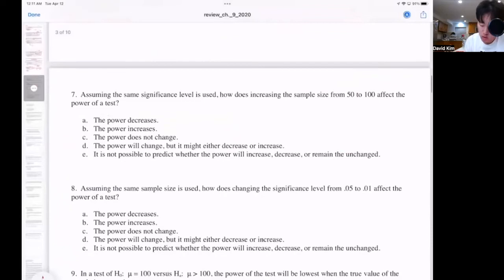All right, number 7. This is one of the easier ones. Like I told you before, if the sample size is increased, the power is increased.